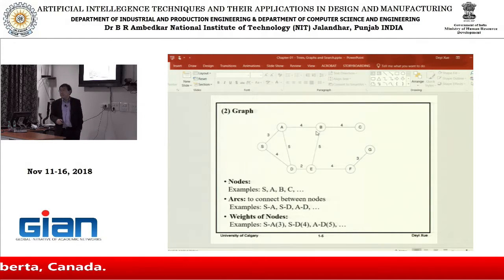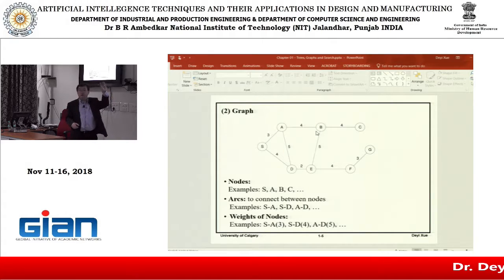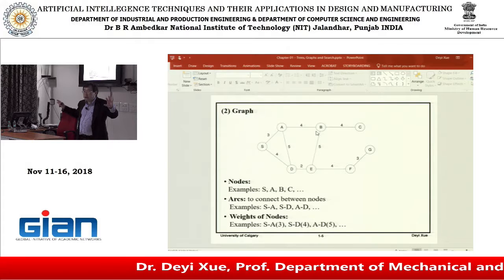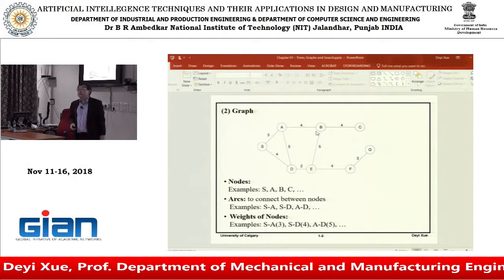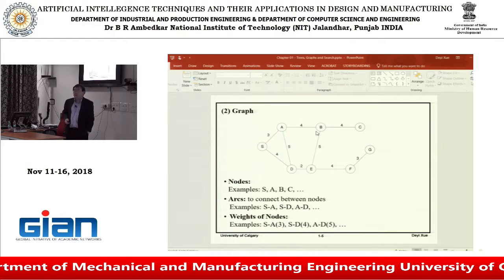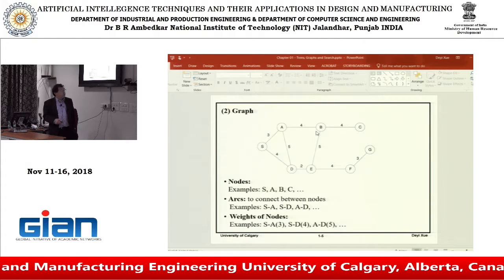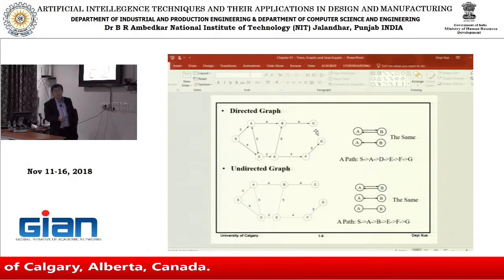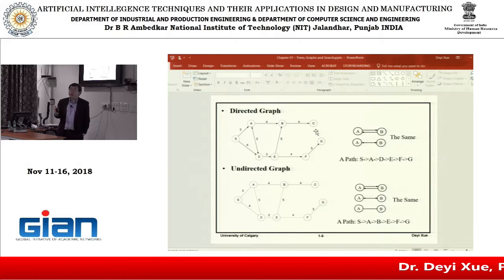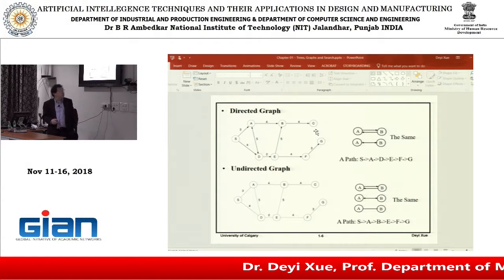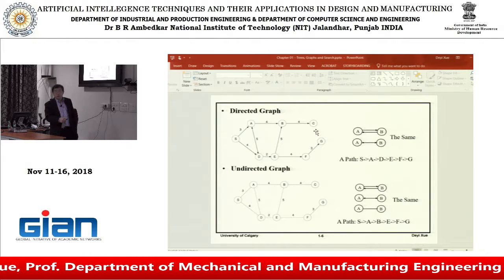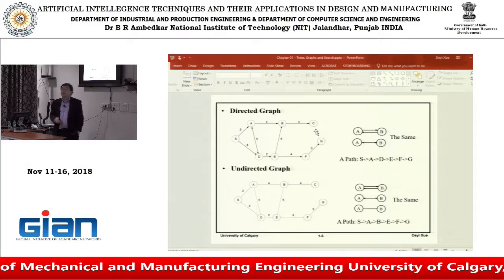Graph. So graph, we have nodes, we have arcs. Arcs are used to link all these nodes together. And also we have directed graph. We have directions, such as the traffic system, one way. You can only move in one direction. Or sometimes we have undirected graph. We don't have directions, or both directions.